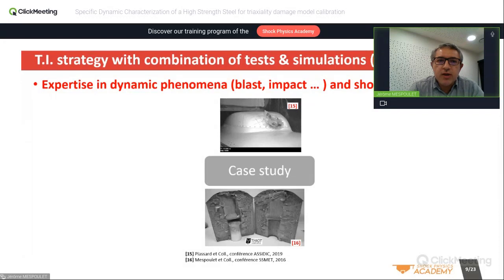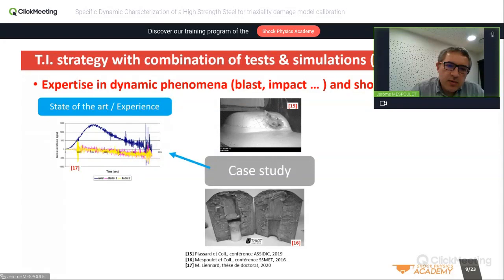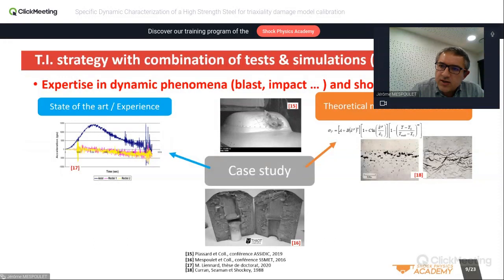So in terms of strategy, we combine in our shock physics laboratory, in our team, a complex expertise in dynamic phenomena, and we have a case study. It can be bird impact, or some application for space research, or in ballistics. So we have the case study, and we make a state-of-the-art review of what was done in this specific case study or with the materials that are employed in this case. Also, we investigate theoretical models and material science to check whether a model can be good for this application or not.